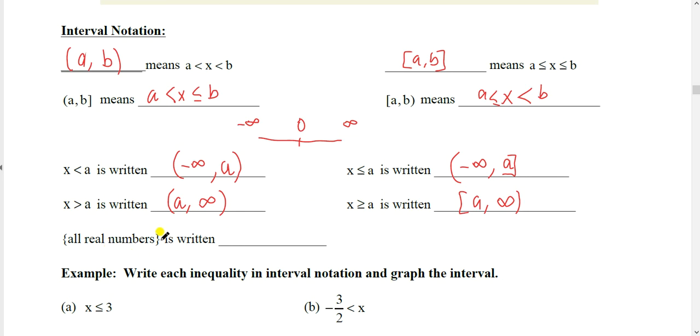All real numbers is written inside the parentheses using negative infinity to infinity. So for all real numbers, that means all the numbers on the number line system. That means we go all the way to the left here and go all the way to the right, up to infinity. So negative infinity up to positive infinity, and we only use the parentheses for infinity symbols.